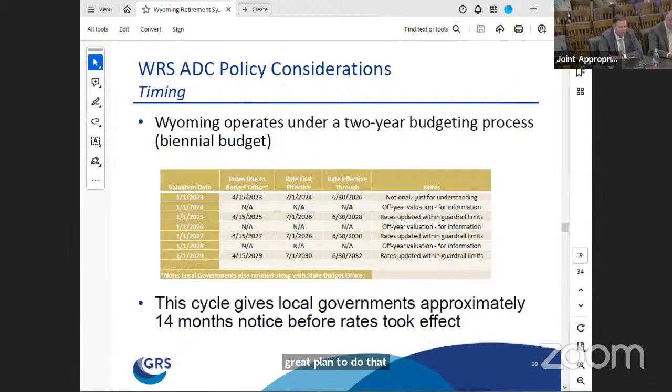On slide 19, this is the absolute preaching-to-the-choir slide. I think you all could tell me about the budget process way more than I could tell you. But the key takeaway is that with this budgeting cycle, you'd have about 14 months to give notice to the local governments before any rate change takes effect. That would give them ample time to prepare, and it also shows that we are able to meet this type of budgeting schedule without any issues.